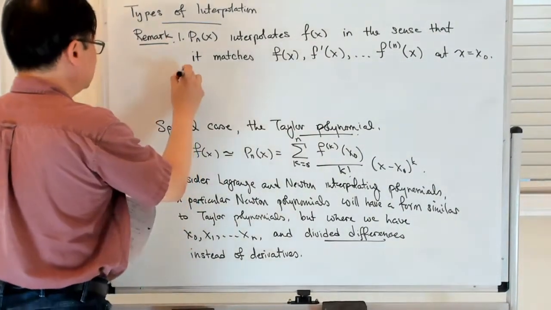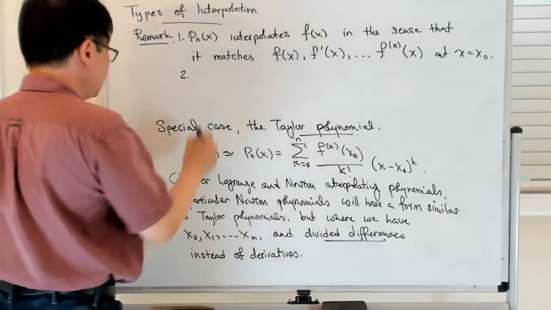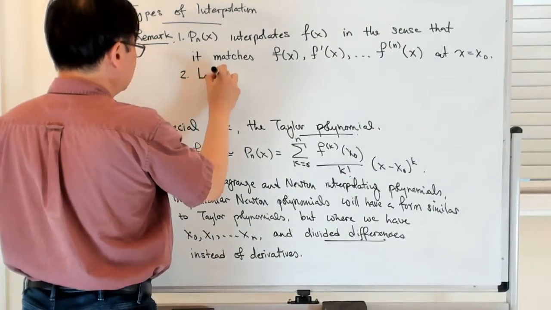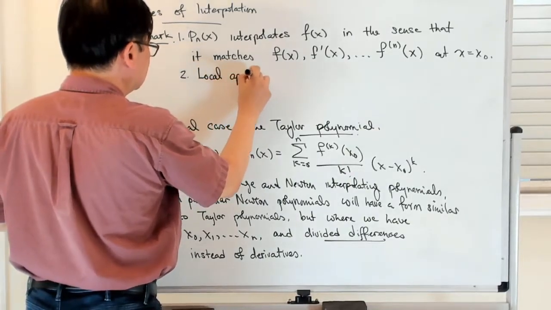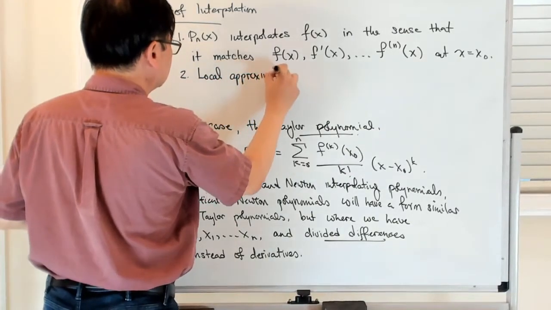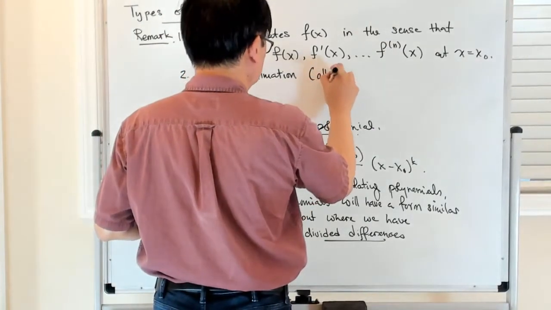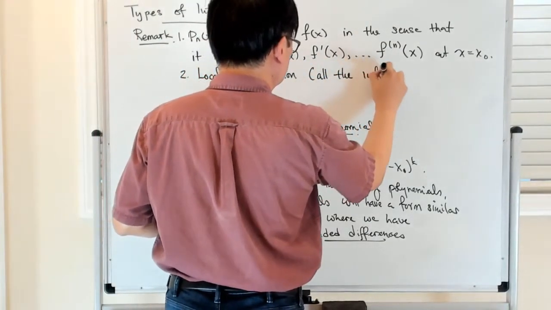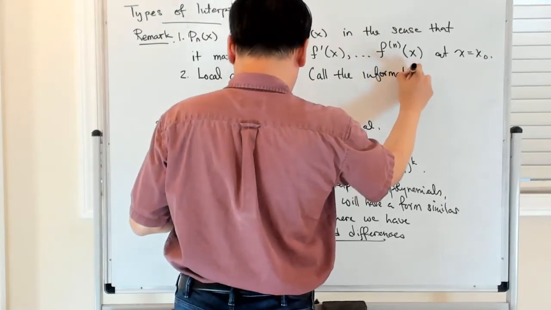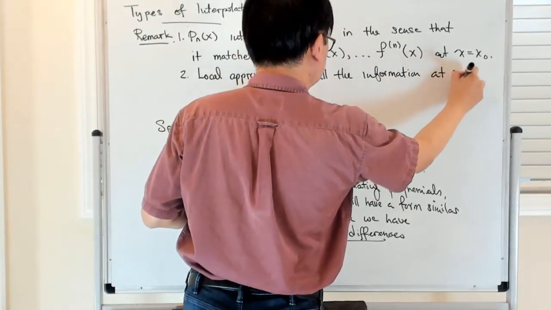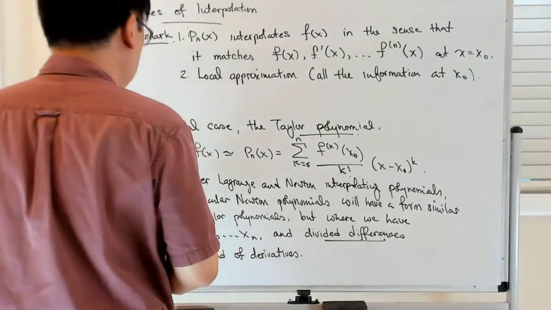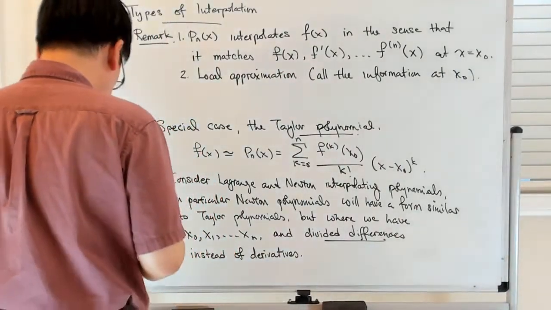And the second property is that it's a local approximation. All the information is at x0.